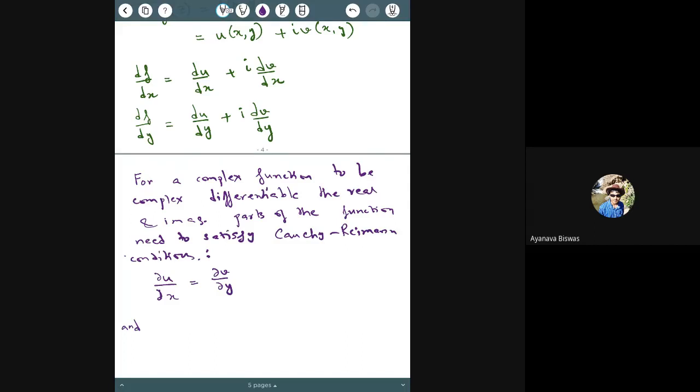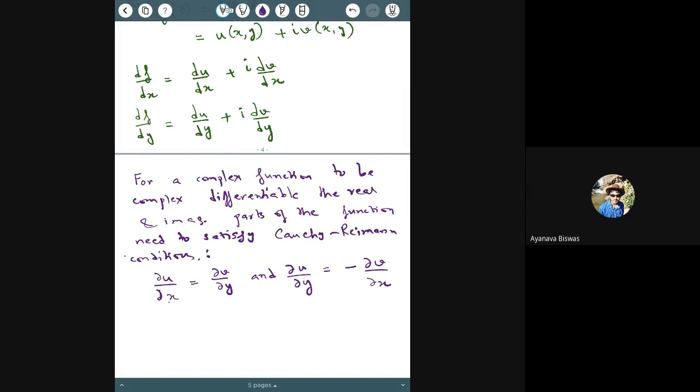Okay, I can write it on this side. And del u del y, so the derivative of the real part with respect to y is the negative of the derivative of the imaginary part with respect to x. So this is the condition. These are the two conditions that must be obeyed for the complex function to be complex differentiable.